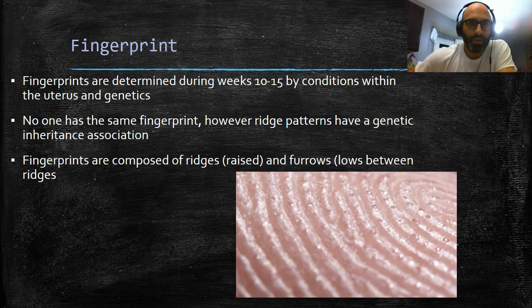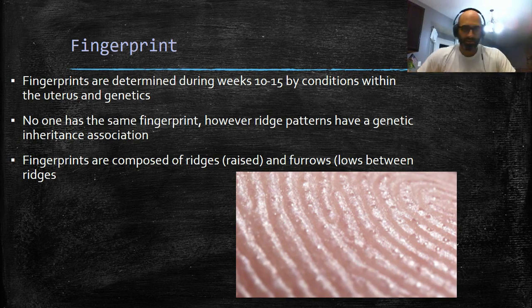Fingerprints are usually determined in the womb by 2 conditions. One, genetics, and the other, the conditions actually within the womb at the age in uterus of 10 to 15 weeks. It's not super old. You can't even determine gender typically by 15 weeks. It's usually around the 18th week that you can figure out the gender of an individual. So you have fingerprints before you know if they're male or female.